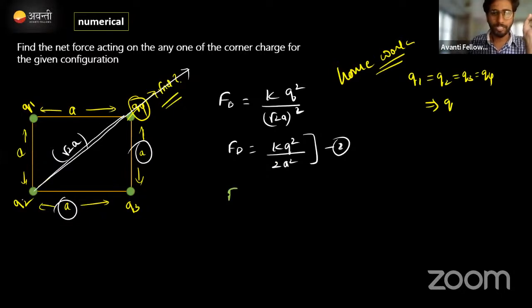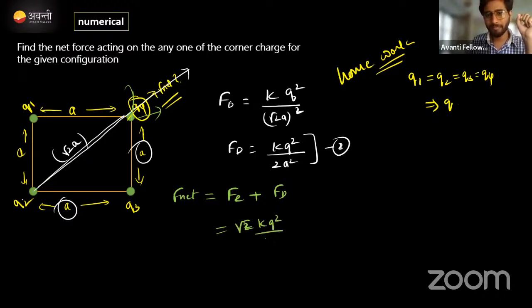Okay, now look at here. F resultant one. Actually, total net force find out करना है. Resultant one means actually these two वाला I'm finding out. That one I will write here. F resultant one plus FD. Resultant वाला root 2 times k q square by a square plus FD, here k q square by 2a square, this one.